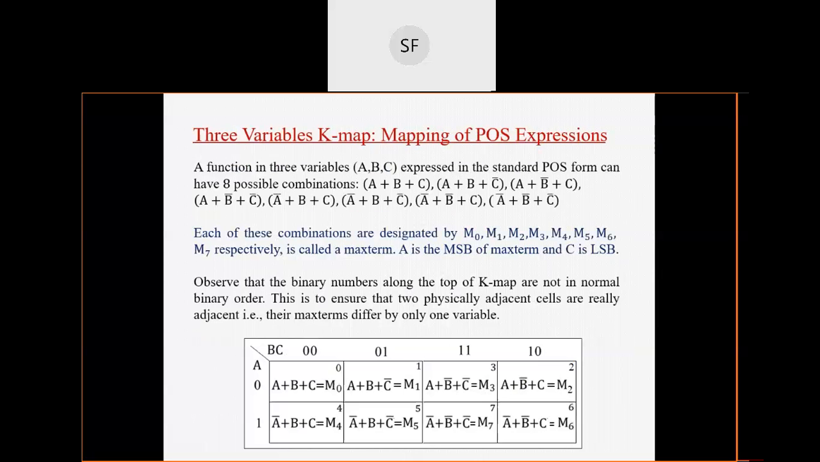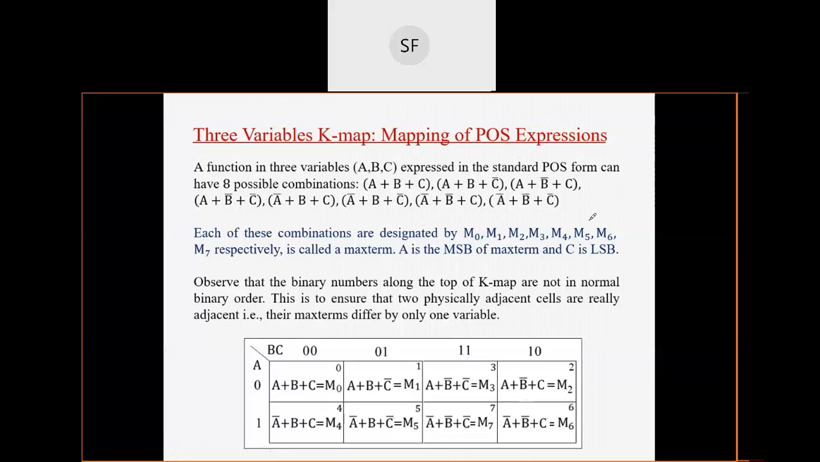Everything we have covered in the last session. Now we'll start the discussion regarding the 3 variable K-map and mapping of POS functions. Up to this point you might have understood the differences between SOP and POS expressions. The main difference is that in SOP and POS expressions, whenever the value assigned to a variable is 0, then you have to take the complement. Otherwise the structure is the same.